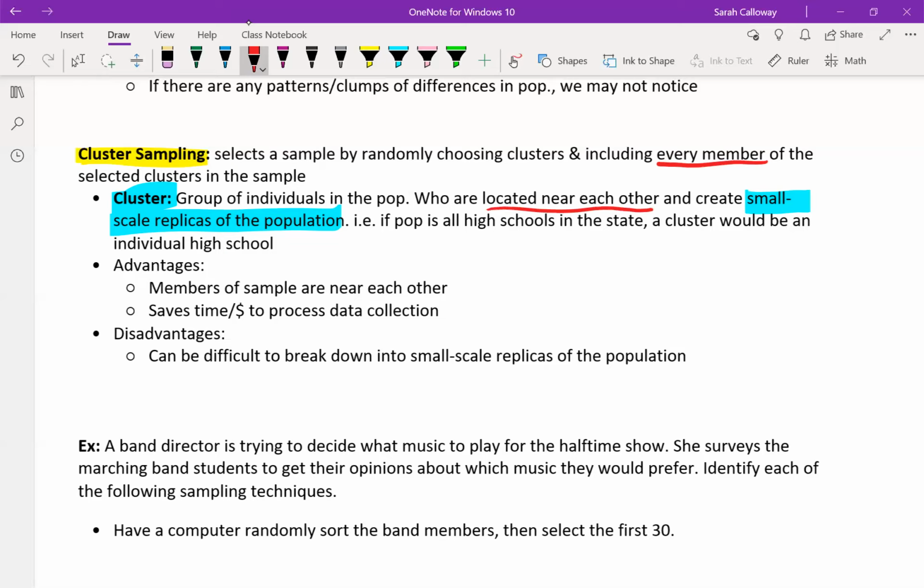So an advantage to this is that members of the sample are near each other. So when I'm collecting this data, I'm saving time and money because I'm just going to one place to collect a lot of data, and then I'm going to the next place to collect from that next cluster. A disadvantage is that sometimes it's not easy to break down a population into small scale replicas. So this high school example is an easy one. We could talk about maybe a city, right? If we're looking at a city in a state, there's a lot of variability there in general. And so clusters can be difficult to make.